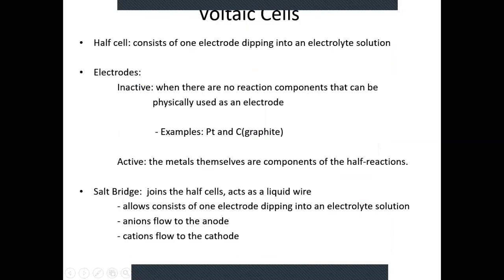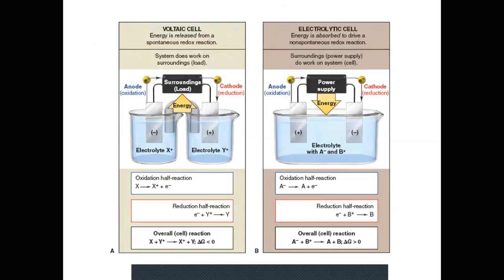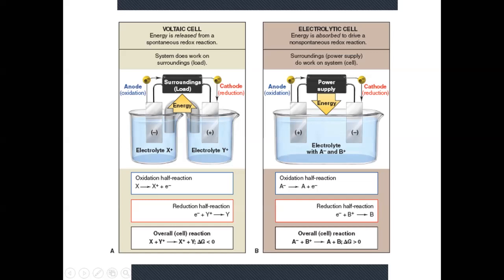So we'll concern ourselves now with just looking at voltaic cells. We'll talk about electrolytic cells a little bit later. Voltaic cells consist of half cells, which is one electrode dipping into an electrolyte solution. So if we go back, each one of these beakers is a half cell that contains an electrolyte solution.